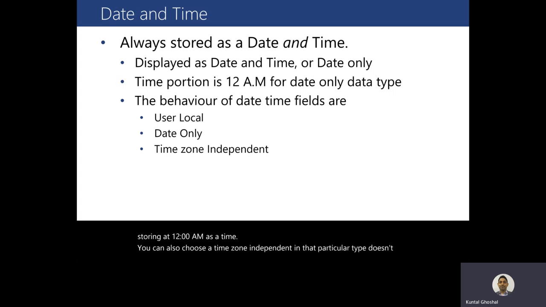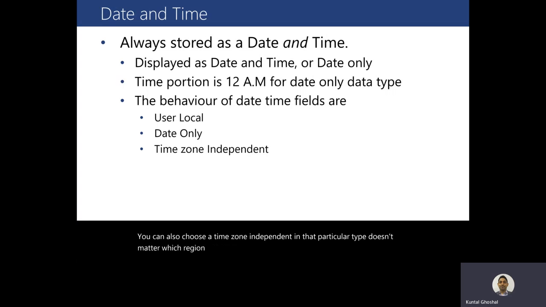You can also choose time zone independent in that particular type. It doesn't matter which region the user is accessing that date time field from; if it is marked as time zone independent, whatever is entered from the UI will be displayed on the user's front. For example, I'm based out of Sydney, and I'm entering a date time on a time zone independent field. Even if it's accessed from New York, the user will still see the Sydney time, because the field is time zone independent.